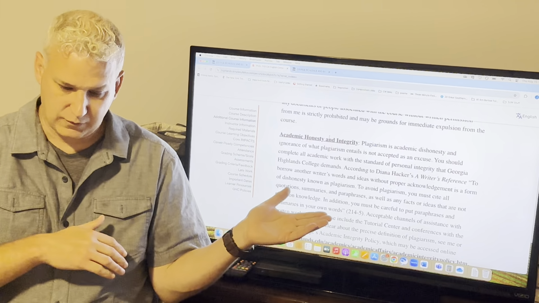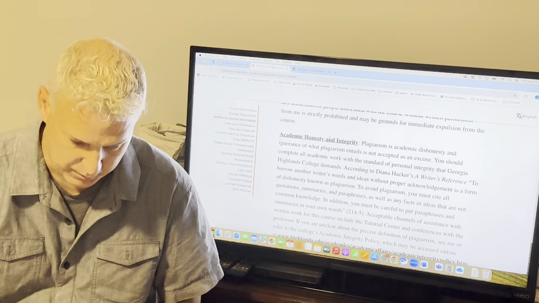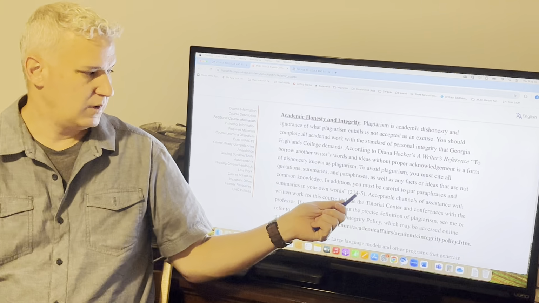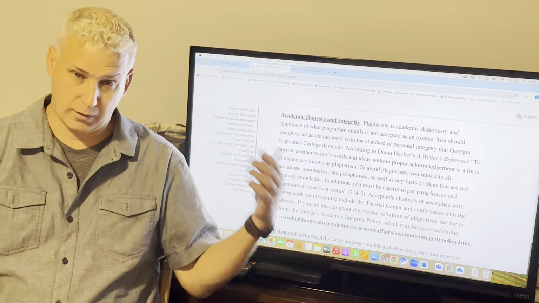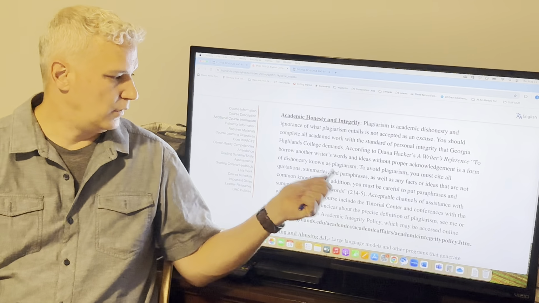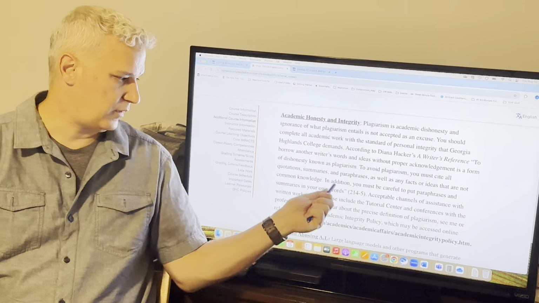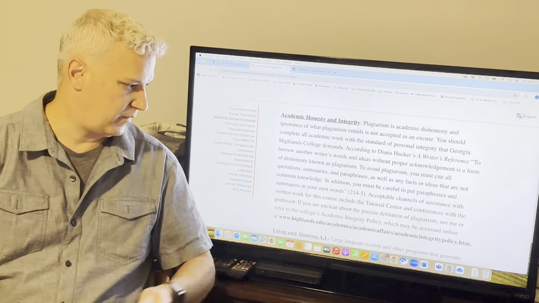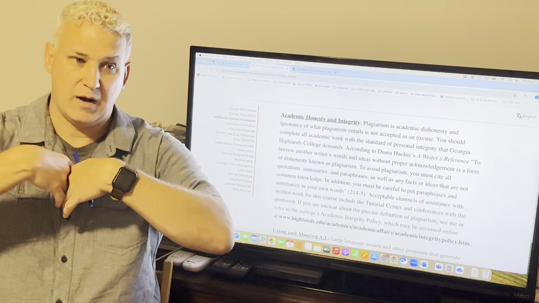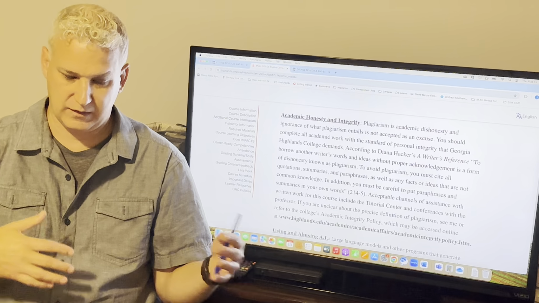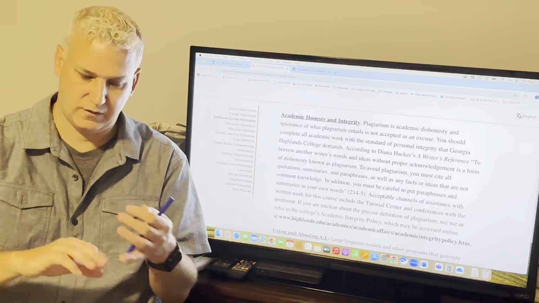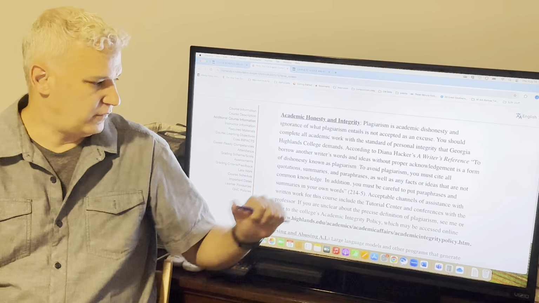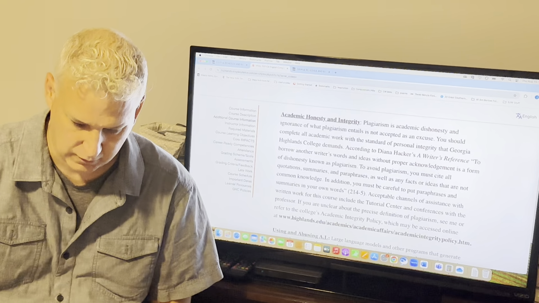Academic honesty and integrity. This is mainly plagiarism. The important part here is to avoid plagiarism, and we will talk more about this when we get to the research paper, because it's the only thing that you will be required to use outside sources for. To avoid plagiarism, you must cite all quotations, summaries, and paraphrases, as well as any facts or ideas that are not common knowledge. We can talk in class about how to cite things, but behind that, how to cite correctly is the question of what do I need to cite.